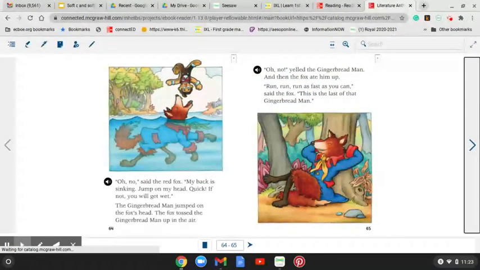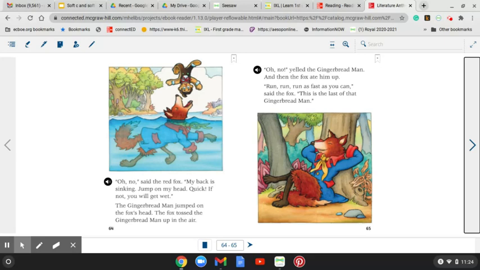Put your finger under the words. "Oh no," said the red fox, "my back is sinking. Jump on my head, quick! If not, you will get wet." The gingerbread man jumped on the fox's head. The fox tossed the gingerbread man up in the air. "Oh no," yelled the gingerbread man. And then the fox ate him up. "Run, run as fast as you can," said the fox. "This is the last of that gingerbread man."